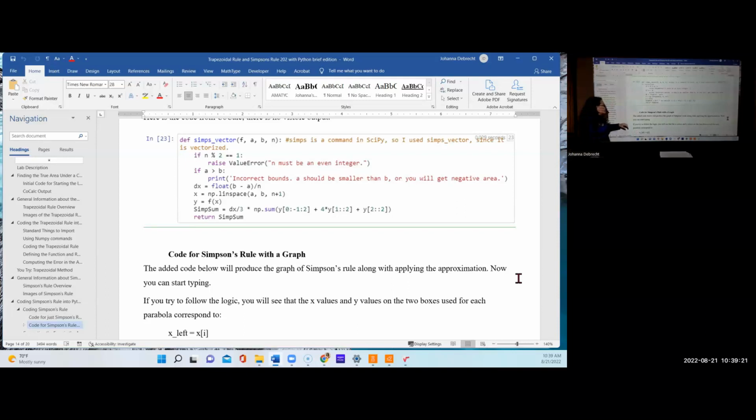All right. So now we want to produce the graph of Simpson's rule along with the approximation. This part right here does the approximation of the area under the curve, and it will just return a number, but it won't graph it for us. So we want to graph it.